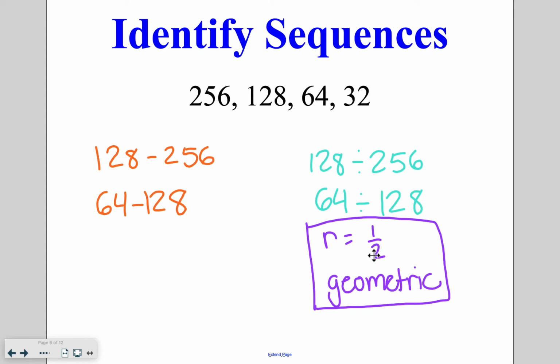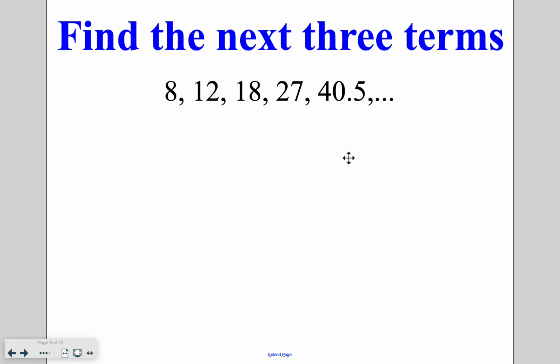In this case, it is a geometric sequence, and that common ratio is 1/2. If you put it in as 0.5 instead of 1/2, that is still a correct answer. The next thing we want to be able to do is just to find the next 3 terms.